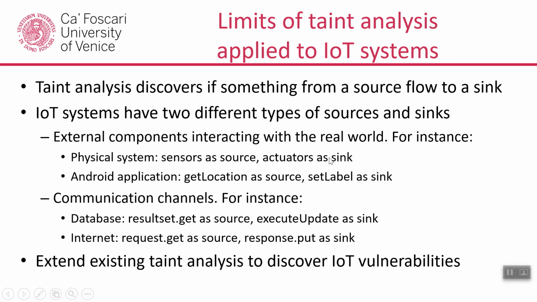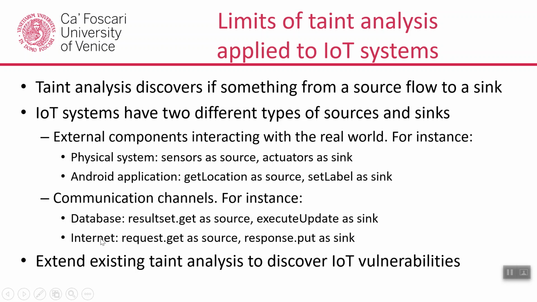The second type, let's say macro type, of sources and sinks involves communication channels. For instance, we might have communications between different layers of the IoT application that communicate through the database. So if you do a resultSet.get, this is a source from the database, or executeUpdate would be a sink to the database. Or on the internet, request.get is a source of information retrieved through the internet communication channel, or response.put is a sink because the information is then communicated through the internet.